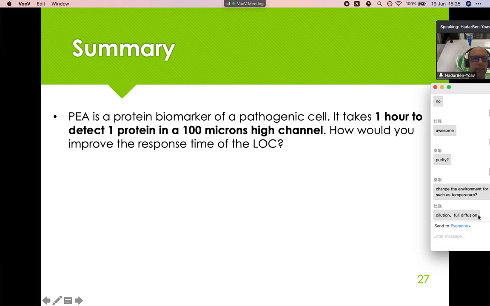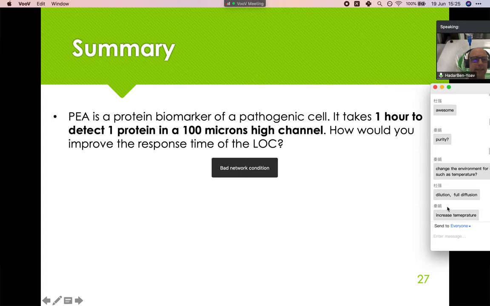I see another answer, dilution. Full diffusion. What does it mean, full diffusion? So one says dilution and full diffusion, please explain yourself in more detail. So increase temperature, that's correct, because if we increase the temperature, the rate of the mass transfer is much faster. That's a very good answer. What about dilution or full diffusion? If you can explain more, because there are other ways also to decrease the time. What do you think?